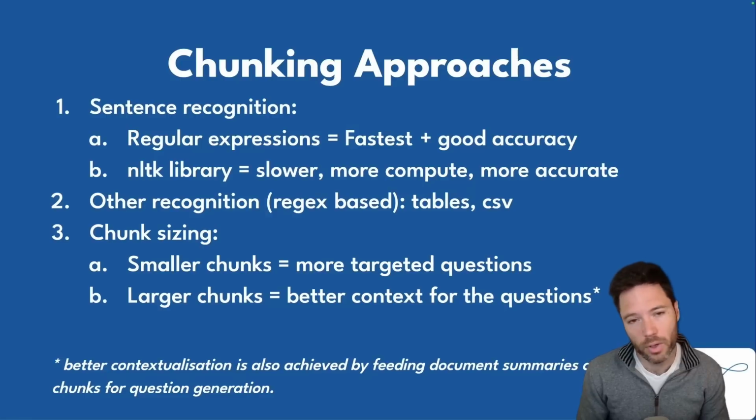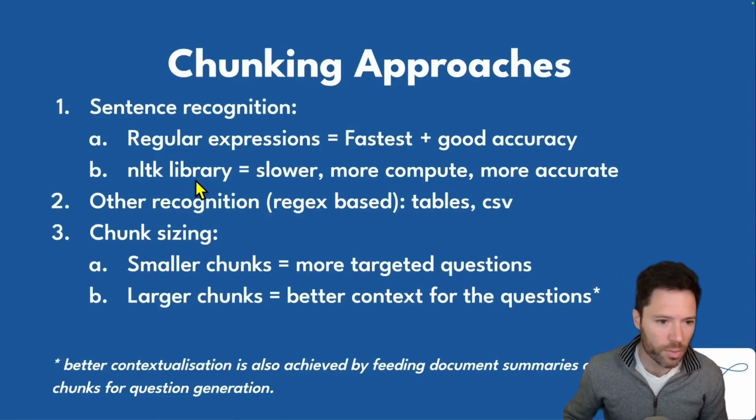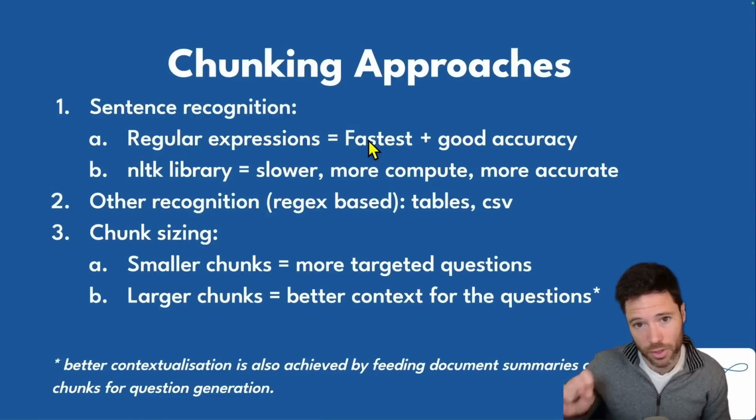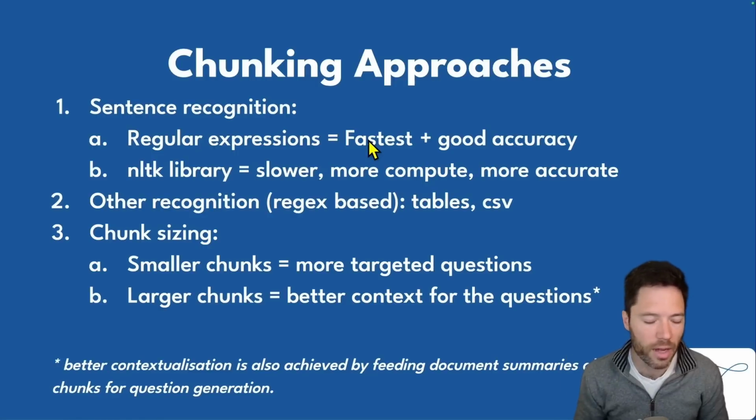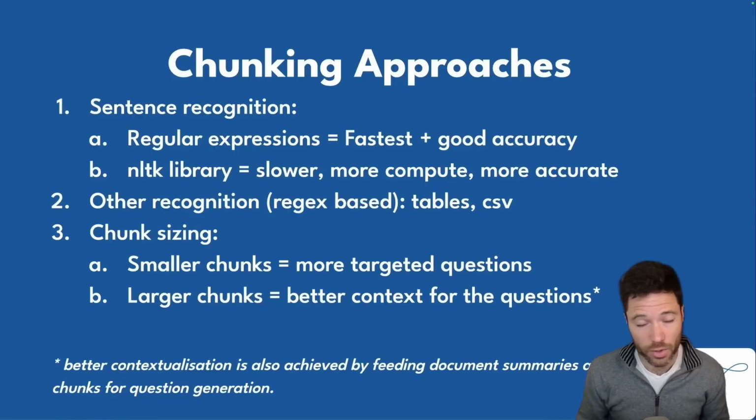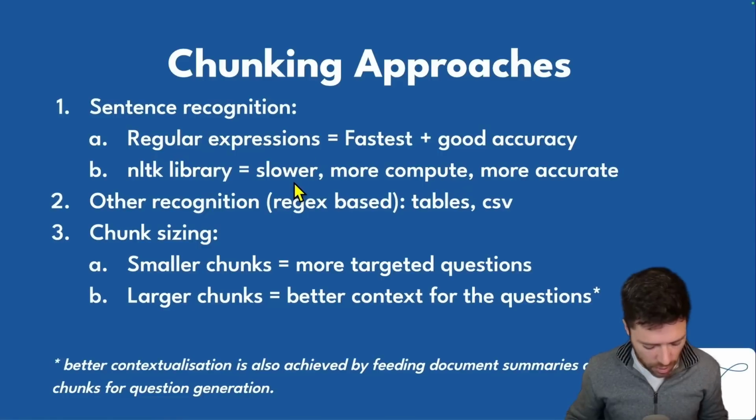There are broadly two ways to do that. One is a regular expression, where you just search effectively for text with a period at the end. It's a little more complicated than that, but that's basically it. And the other is to use a library with a small neural net. There's an NLTK library I've used in previous videos. It's a bit slower, uses more compute. They're very small models though, so it's really not that slow. And it's a little bit more accurate in identifying sentence boundaries.